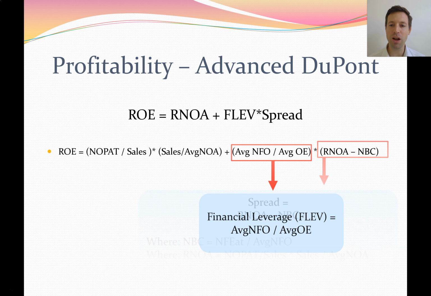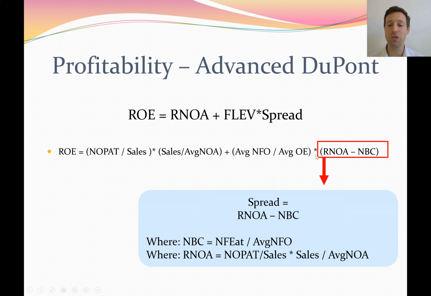And then we can multiply that through by a term that's called spread. RNOA was our return on net operating assets. And we calculated this over here when we multiplied the profit margin and asset turnover. That is the return on net operating assets. So you would have already calculated it in the first part of the formula. Minus NBC. NBC stands for the net borrowing cost.